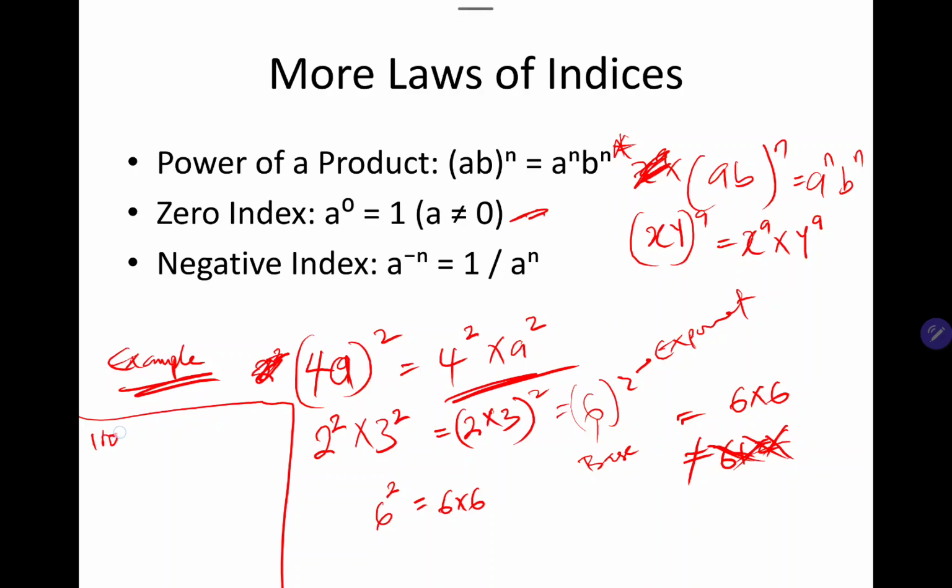So if I have 1000 raised to the power 0, it is equal to 1, so long as the base is not 0. 0 raised to the power 0 is not 1. 0 raised to the power 0 is 0, if there's anything like that.